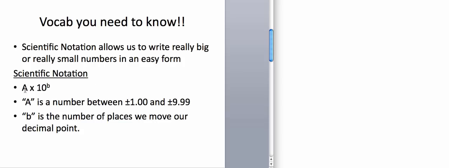General form is a times 10 raised to the b power. A is some number between positive or negative 1 and positive or negative 9.99. So it can't be 10 or bigger. It can't be a number that's less than 1. B is the number of places that we're going to move our decimal point if we're going from standard form to scientific notation or vice versa, and it can be a positive or negative number.